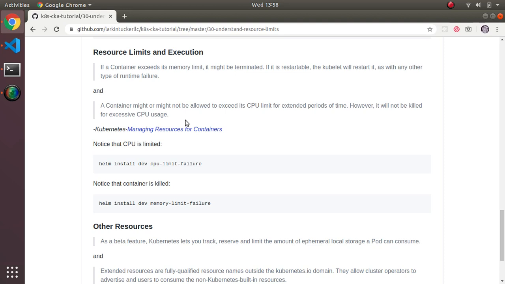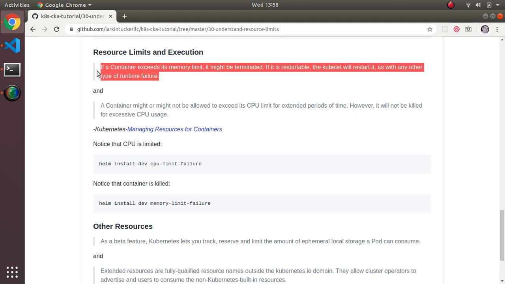There are memory limits and CPU limits, and they behave differently, just to add to the confusion. Let's talk first about memory limits. If you exceed your memory limit, it will basically kill that container and restart it. So the pod will stay up, but it will keep continually killing off that container.